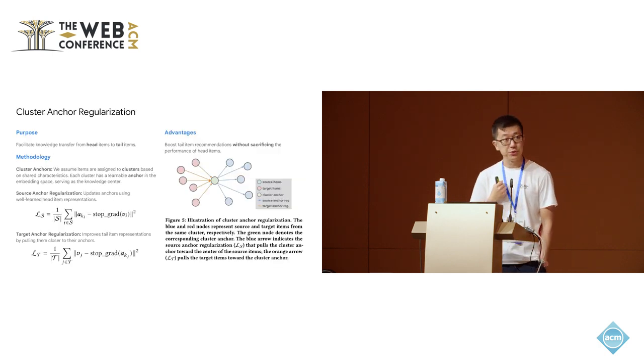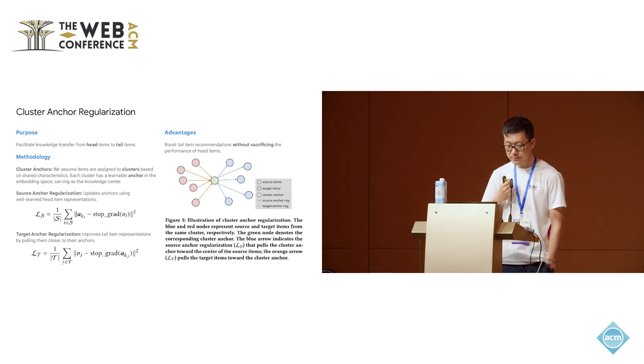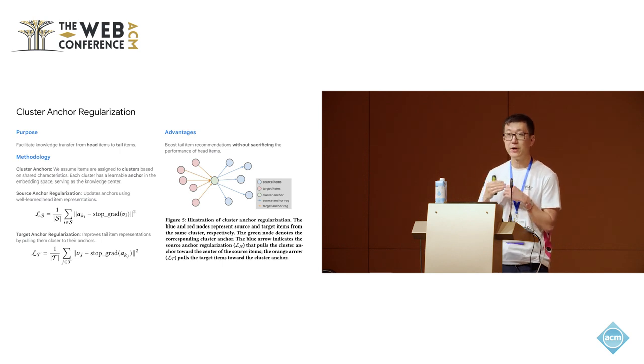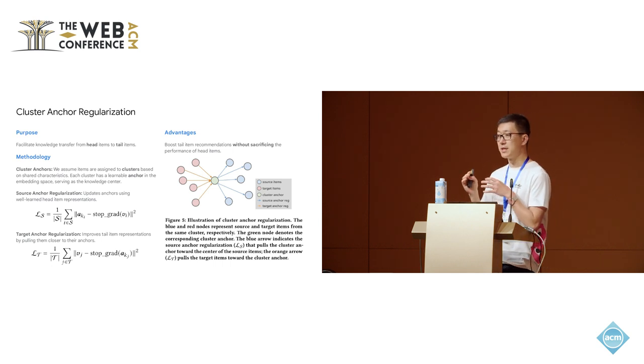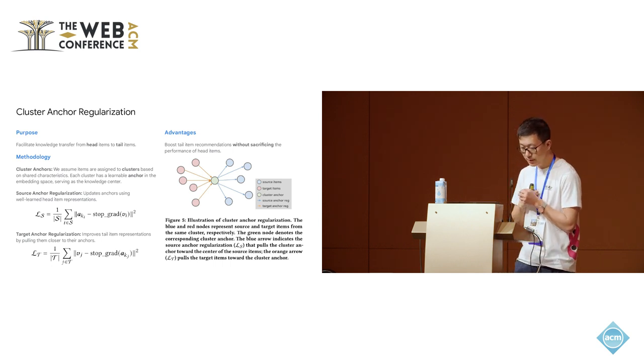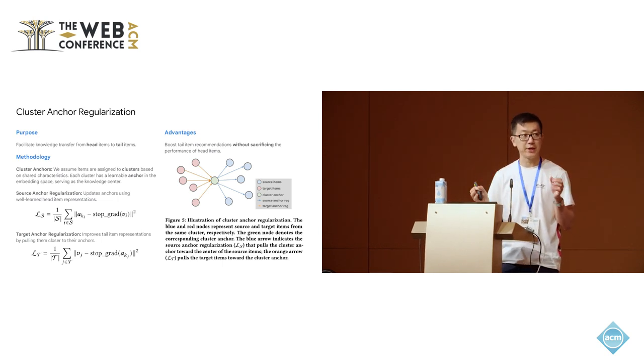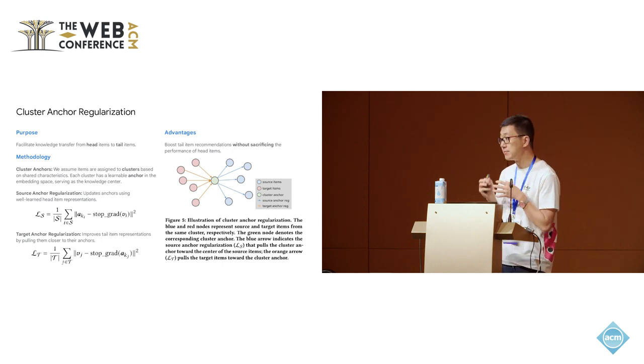To that end, we propose a new technique called cluster anchor regularization. The high-level idea is to facilitate knowledge transfer from head items to tail items. We are talking about an embedding-based recommender system, where all the items are associated with an embedding. First, we assume the items are assigned to clusters based on shared characteristics. We partition the whole vocabulary into clusters, making sure that items within each cluster are in some sense homogeneous. And then we define something called an anchor for each cluster in the embedding space as well.